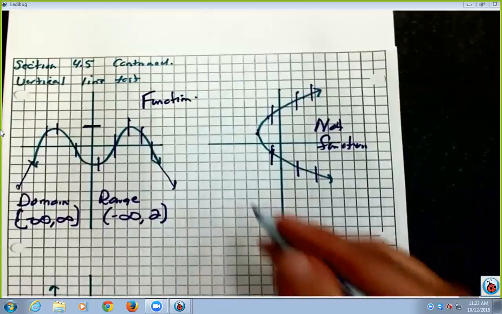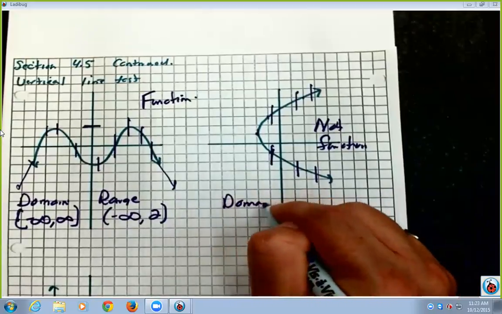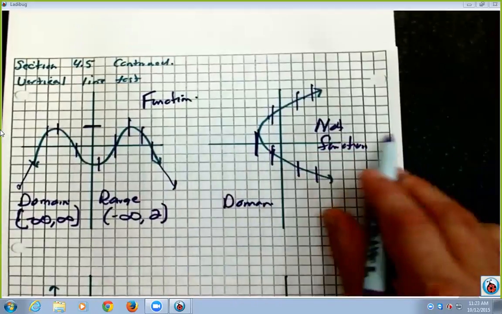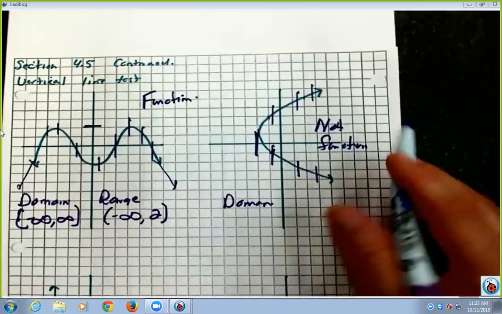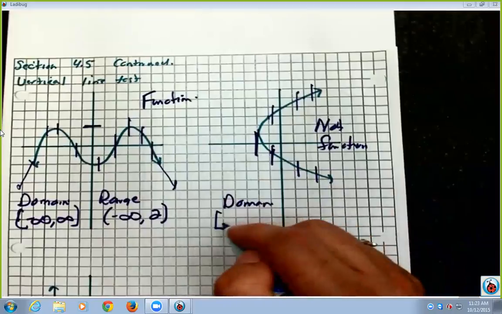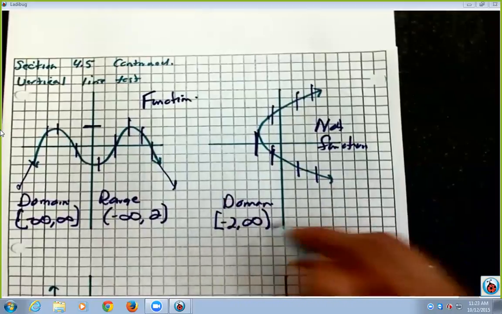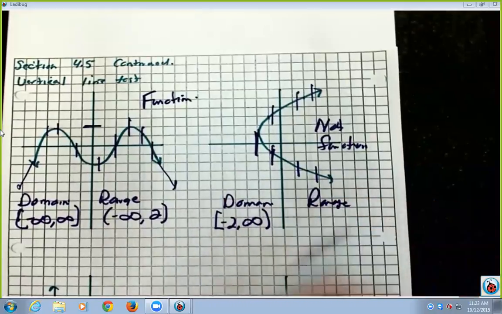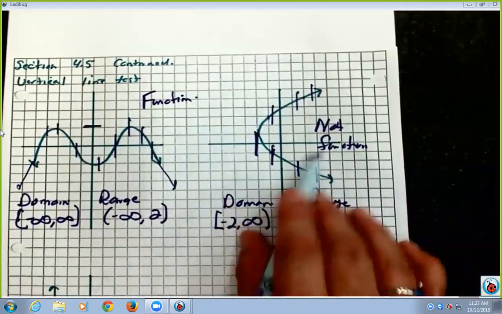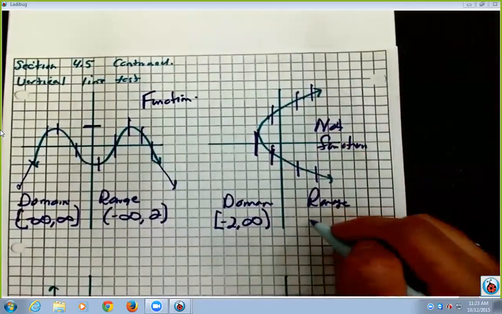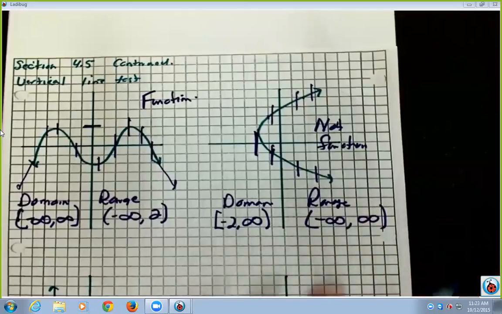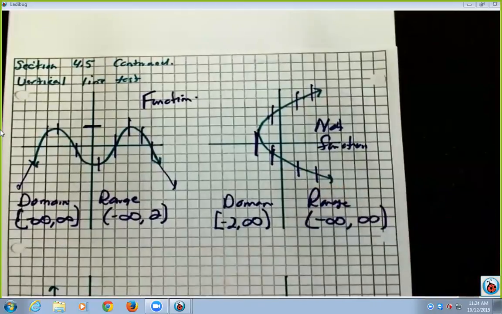And on this one, domain, walking along on X, I hit to here, then out this way to everywhere. You see that? Because these go out forever. So the domain is from negative 2 to infinity. In range, again, it goes out, keep hitting something, hitting something, the whole thing does. So its range is from negative infinity to infinity. Just remember, if it's got an arrow, it goes on indefinitely.